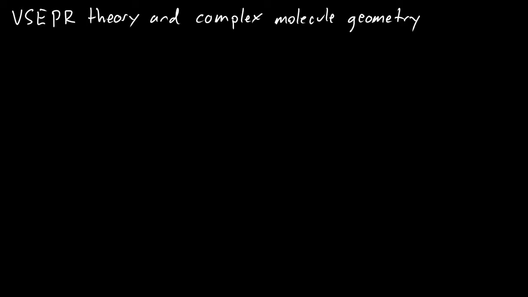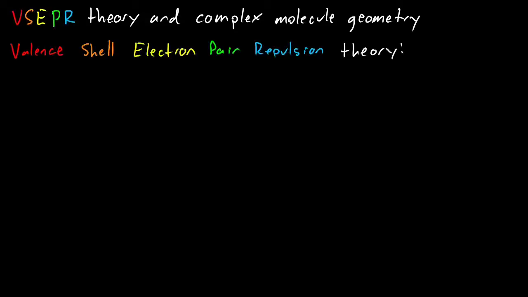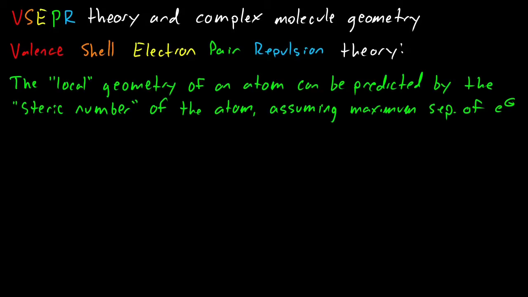For what it's worth, we won't need to dip into molecular orbital theory to explain most geometrical arrangements of most atoms in a molecule. Instead, we're going to use a method which is familiar to you from general chemistry, which is VSEPR theory. VSEPR stands for valence shell electron pair repulsion theory, and it states that the local geometry of an atom can typically be predicted by using the steric number of the atom and assuming maximum separation of electron groups around that atom.